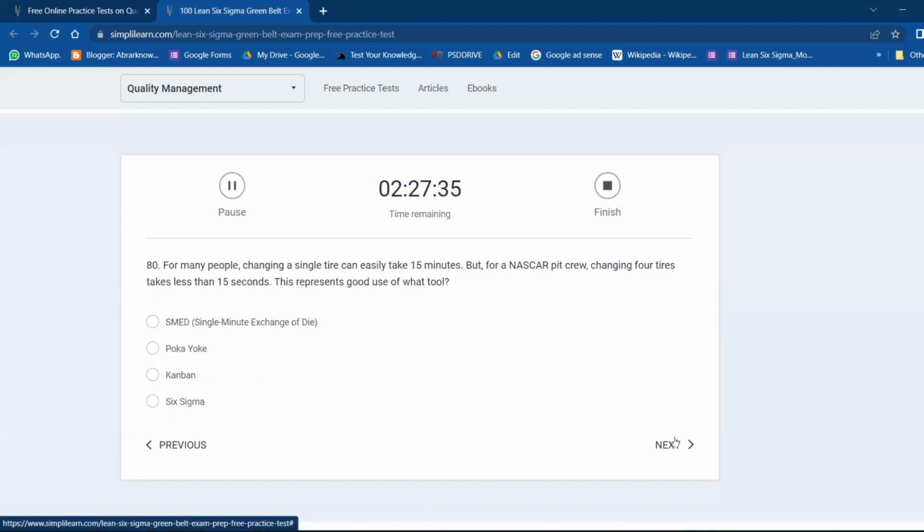For many people, changing a single tire can easily take 15 minutes. But NASCAR, I have already put this in the video. A NASCAR pit crew changing 4 tires takes less than 15 seconds. This represents good use of what tool? We have already talked about it. Single minute exchange of die.